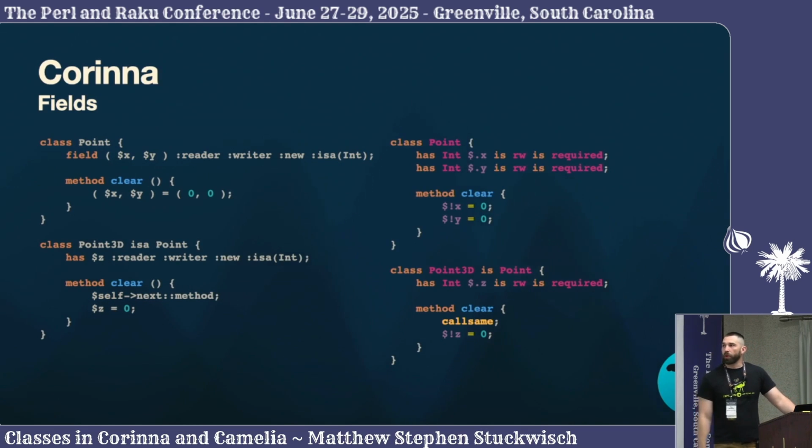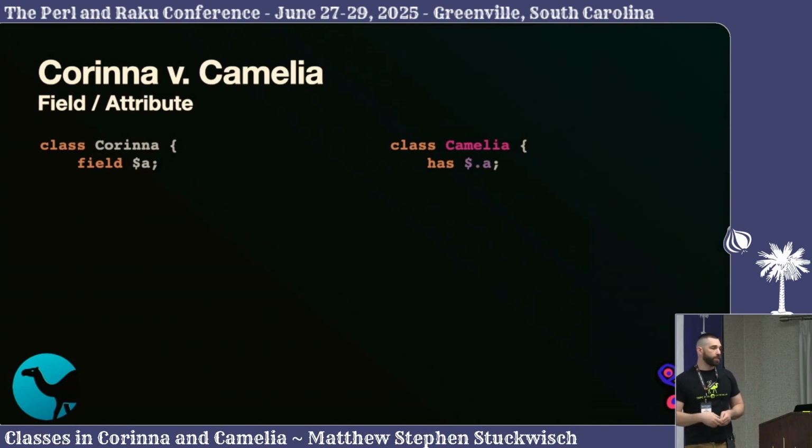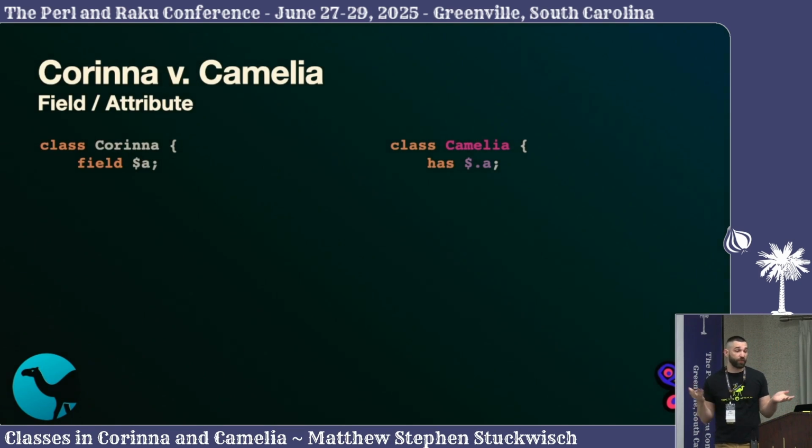But what I want to do with this presentation is kind of show the two different systems and kind of go over them. So if you're familiar with one, you can get familiar with the other one. Okay? So our fields and attributes, again, all Corinna does is call it a field, right?